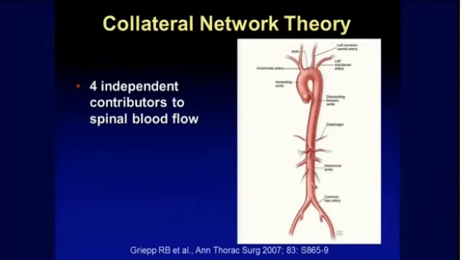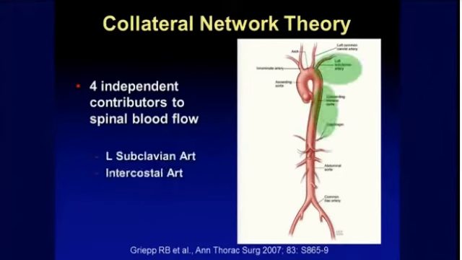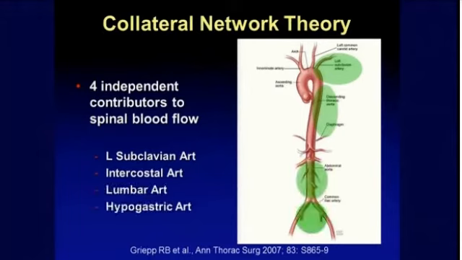Certainly the thing that they both have in common is the collateral network theory that allows blood supply to continue to get to the spinal cord after and during repair. And we've already discussed the four independent contributors to the spinal cord, which are the left subclavian artery, the intercostal arteries, the lumbar arteries, and the hypogastric arteries, all of which are at risk when patients undergo endovascular repair of aortic disease.